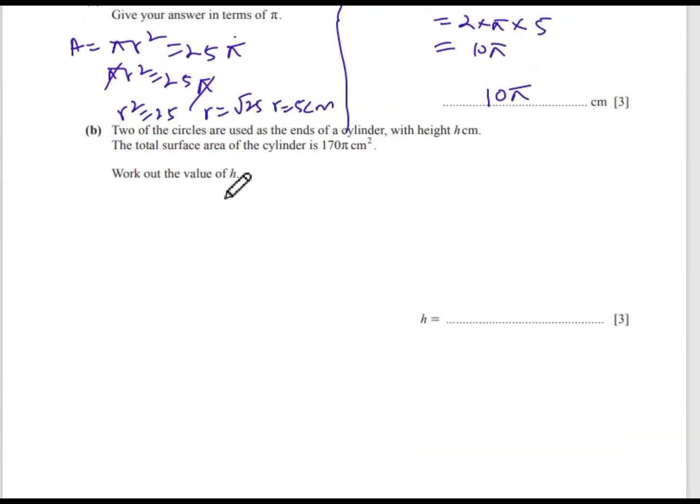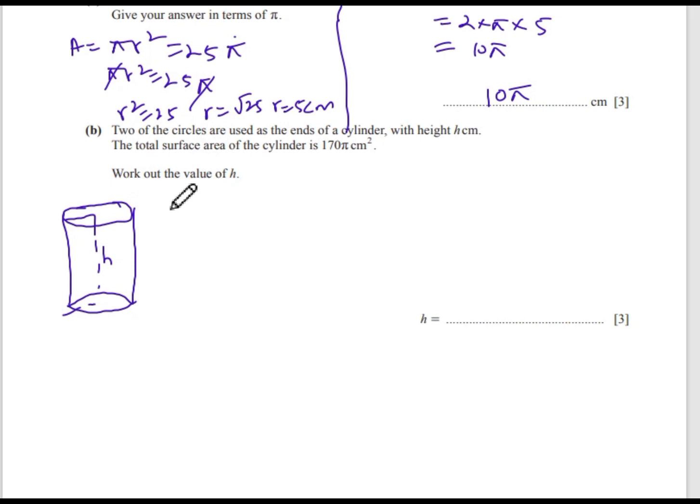Two of the circles are used as the ends of a cylinder. Look at it here. This is a cylinder, then this is the second circle. They are used as the ends of a cylinder with height h centimeters. So this is the height h centimeters. The total surface area of the cylinder is 170 pi centimeter square. Work out the value of h.